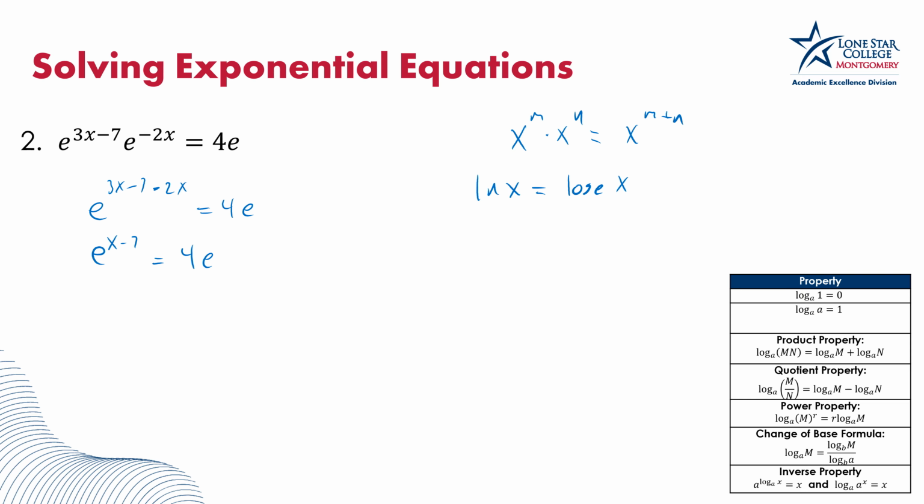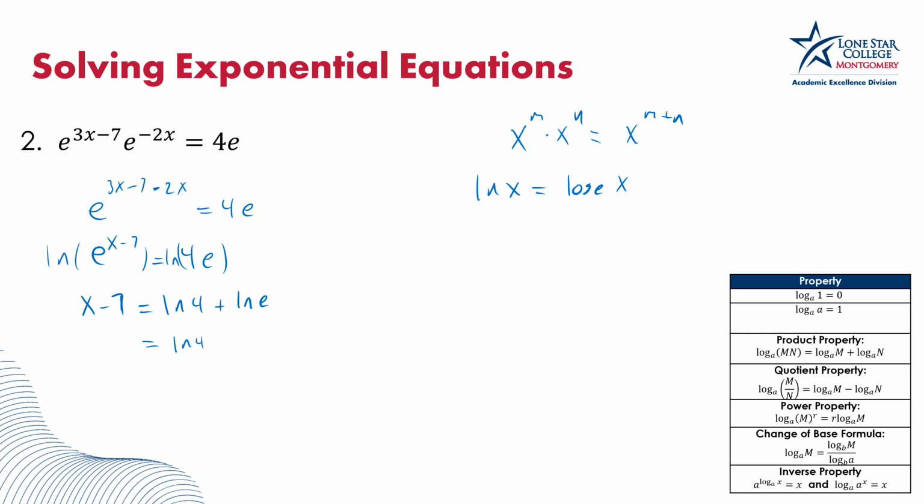So we apply the inverse property, so we apply an ln on both sides. On the left-hand side, the ln and the e will cancel each other out. You're left with just the power x minus 7. Now for this right-hand side, we have to be careful because we have ln of 4e. So we have to apply the product property and split this into ln of 4 plus ln of e. Then ln of e, applying the inverse property, is just going to give us 1.